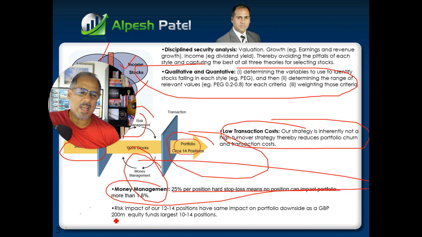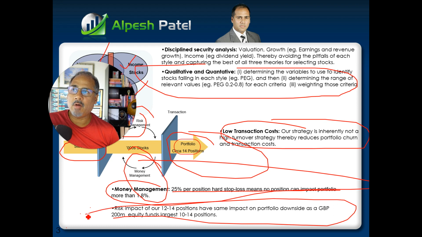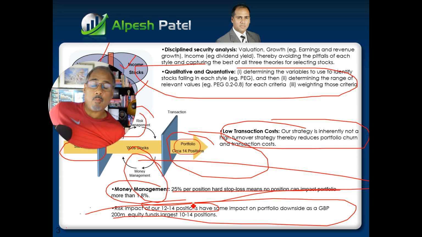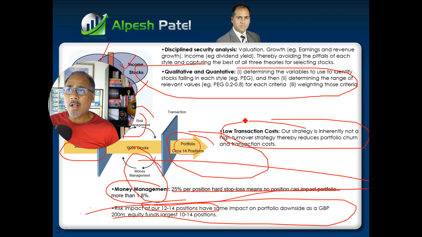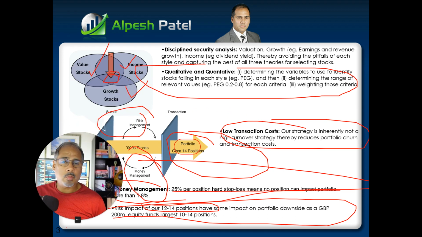Now imagine you take a random 200 million equity fund. Actually, the risk impact of the top 10 to 12 positions that somebody's fund might have would also be 1.8% on their fund. So you actually were keeping risk management to institutional grade levels. Anyway, that's it in outline.